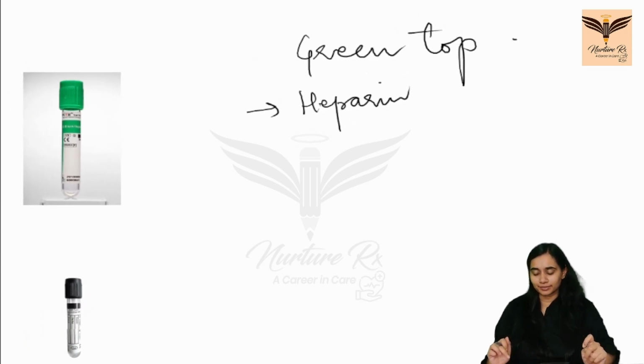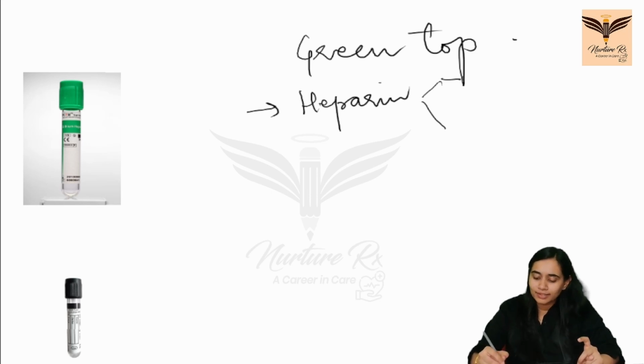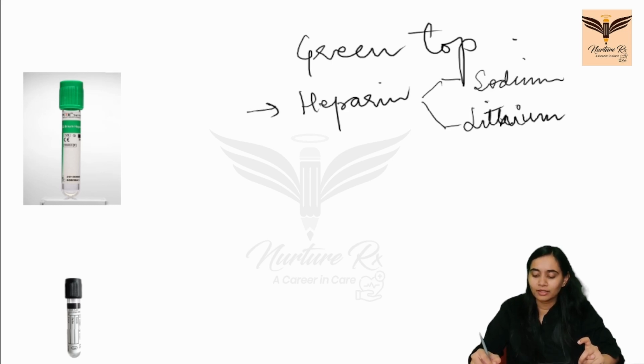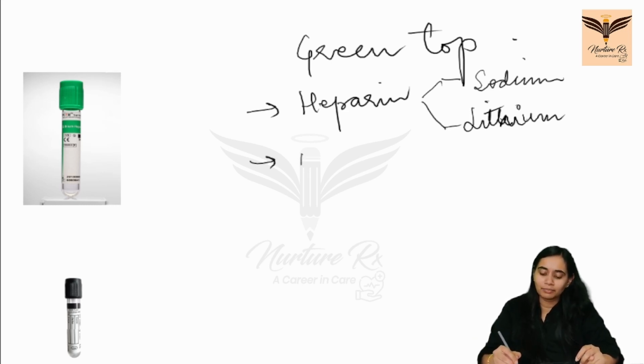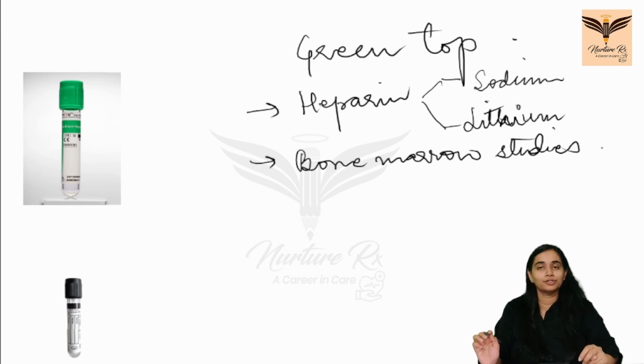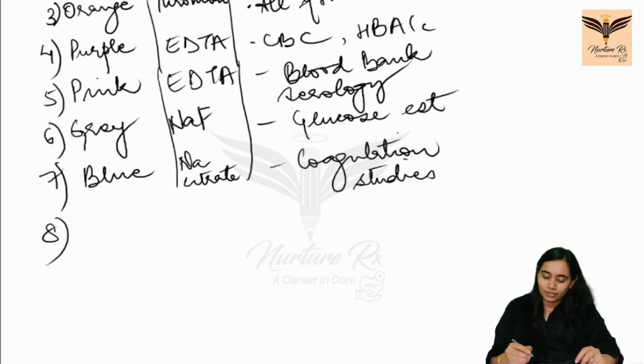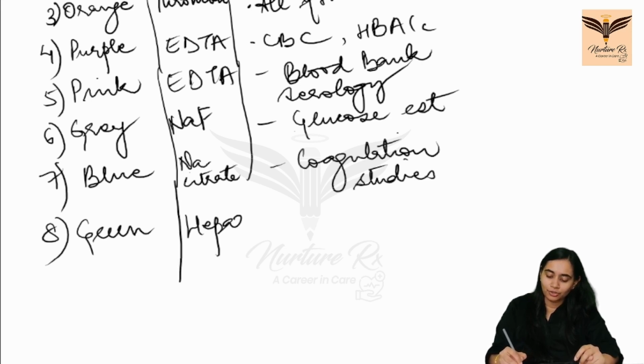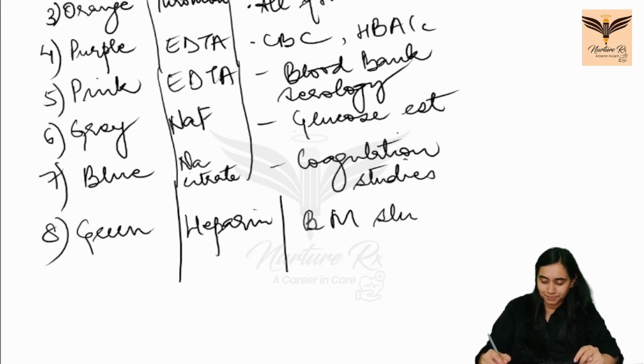This contains heparin. Okay. So you can have two types of heparin tubes. One is sodium heparin. The other is lithium heparin. Not much difference in any of these, and primarily used for bone marrow studies. All you have to remember about this tube is just this much. This is primarily used for bone marrow studies, right? So what is this? This is the green top. What does it have? It has heparin. I told you two types of heparin. And what does it do? It is used for bone marrow studies.